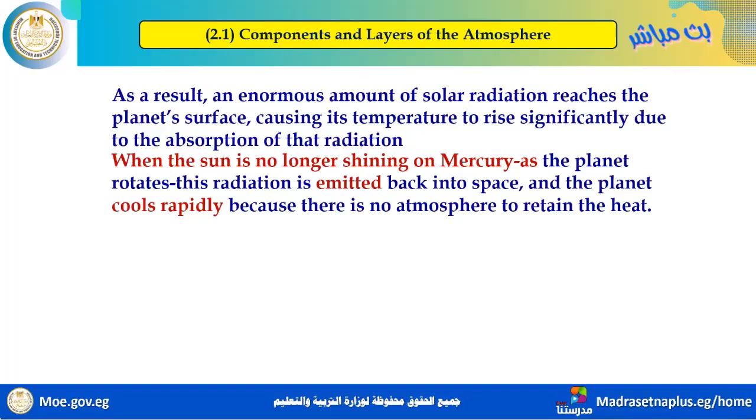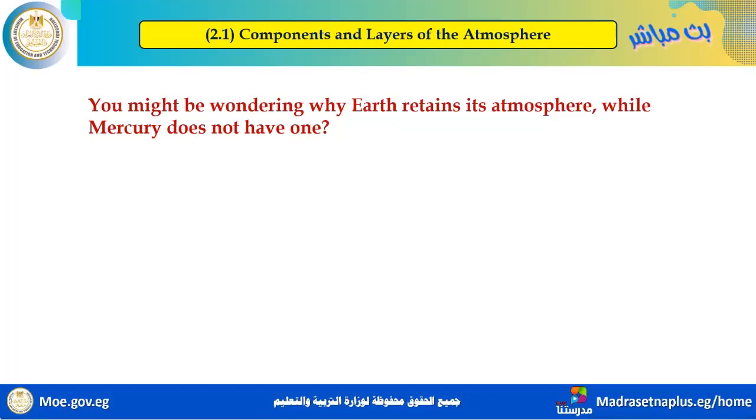It's like if you sit in a forest, in your home, and you didn't find any walls or any protective shell for you. You will face high temperature in the morning and very low temperature at night. This is what happens on Mercury. You might be wondering why Earth retains its atmosphere while Mercury doesn't.